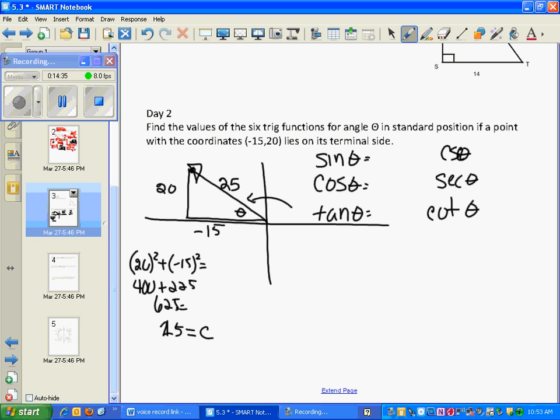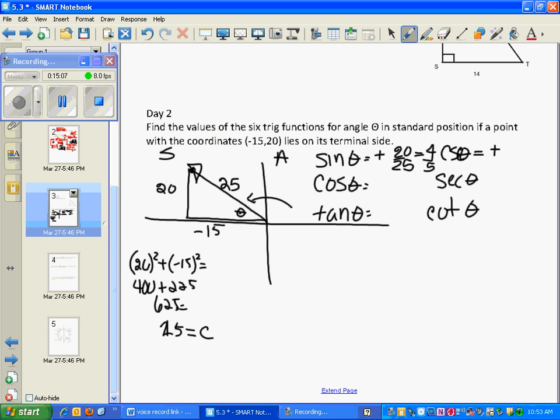All right, so then the sine of this angle. Okay, let's do it. All Students Take Calculus: what's going to be positive? So this is the positive one, and this is the positive one. All the rest are going to have what kind of answers? Exactly. And look at what happens. The sine is 20 over 25, which reduces down to 4/5.